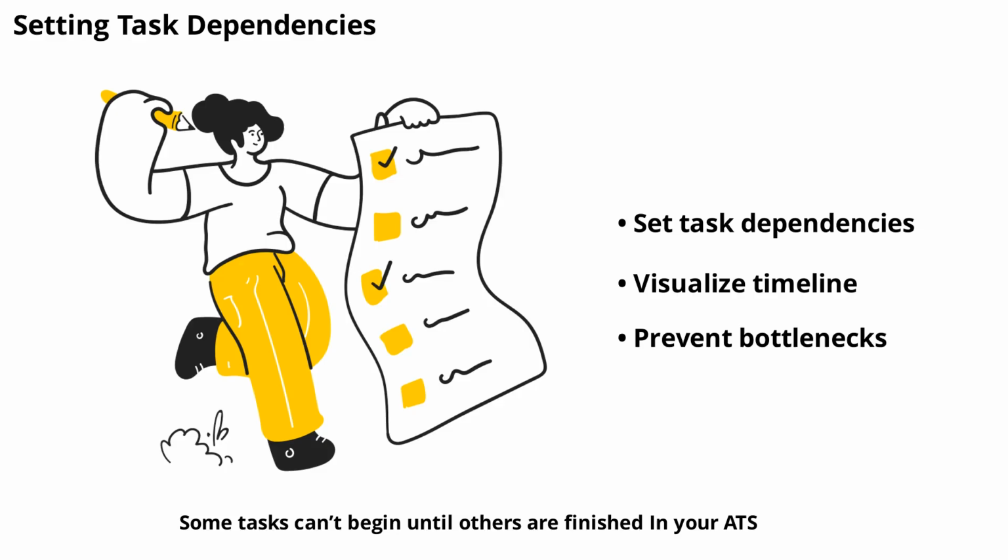Some tasks can't begin until others are finished. In your ATS, you can set dependencies to show which tasks rely on others. This feature helps you visualize the project timeline and avoid bottlenecks. For example, you might need to complete research before starting development.